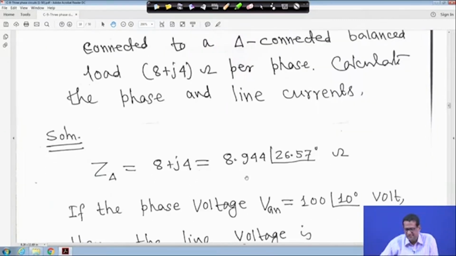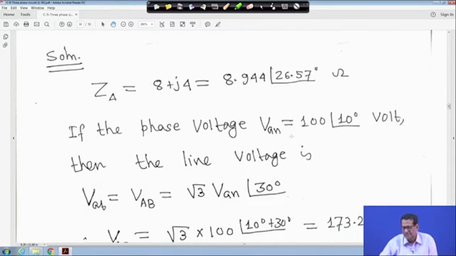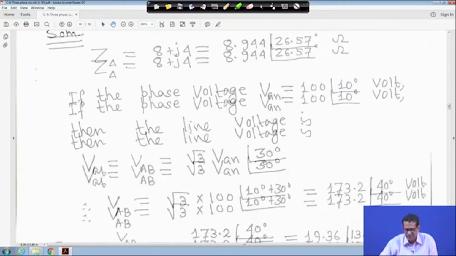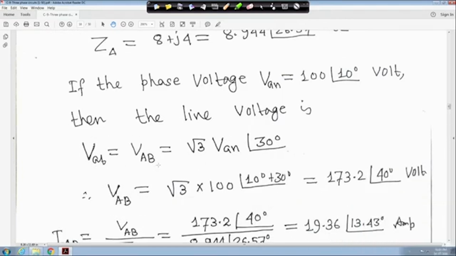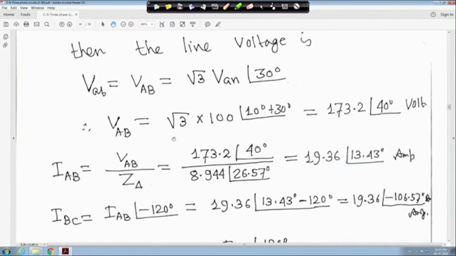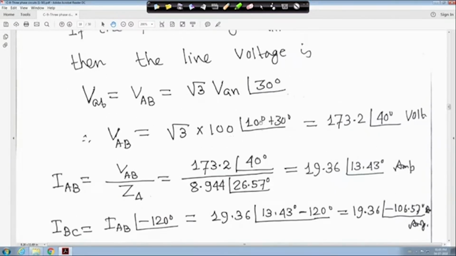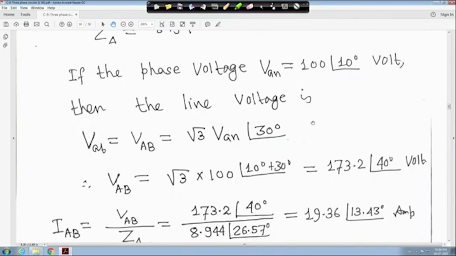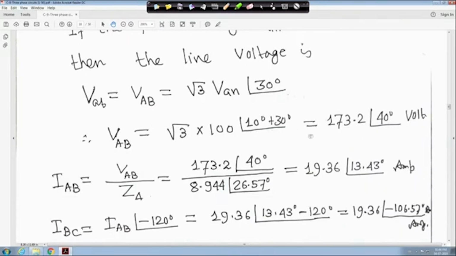Z delta is given as 8 plus j4, that is 8.944 angle 26.57 degree. Now, if the phase voltage Vn is 100 angle 10 degree volt, then the line voltage VAB is equal to root 3 Vn angle 30 degree, as we have just seen. So VAB is root 3 times 100 angle 10 plus 30, so 173.2 angle 40 degree volt.